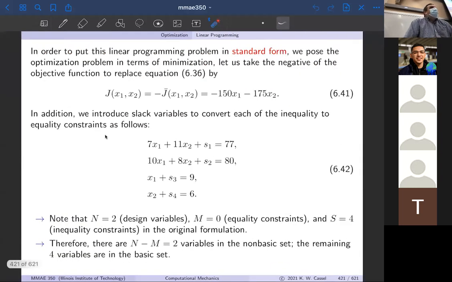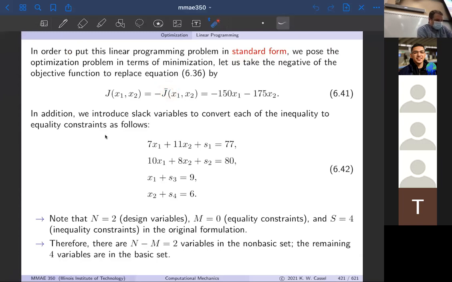Okay, then the next step, so you take the word problem, put it into a set of equations. Then the next step is to put those equations into standard form. So remember all the components of standard form. The first thing is that the objective function has to be posed as a minimization problem. In this case, it's posed as a maximization problem. So that's why I called it J bar.